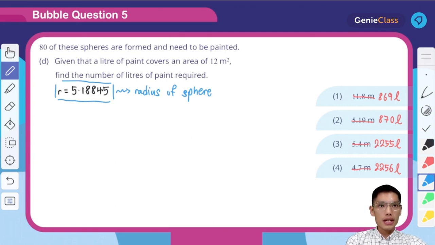Okay, so for this one, it's an add-on question. It's not really for geometry. It's a very common type of question whereby they put a rate over there. In this case, what is the rate given? I hope you all realize it's a liter for every 12 meter square, and how we find what is required in the question.